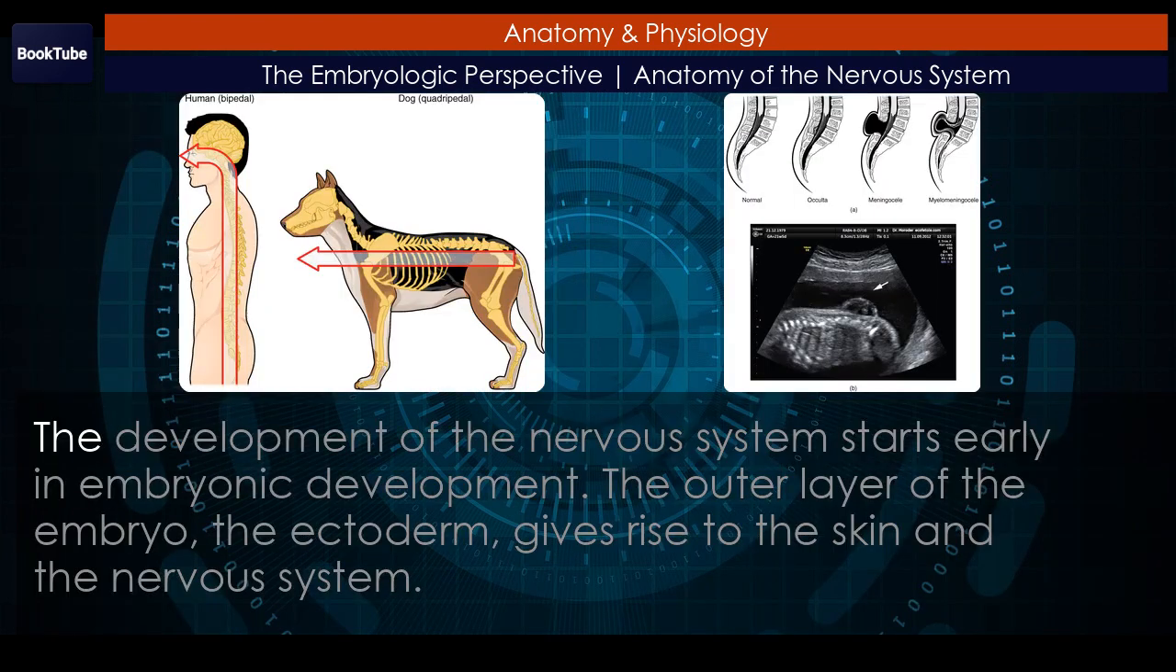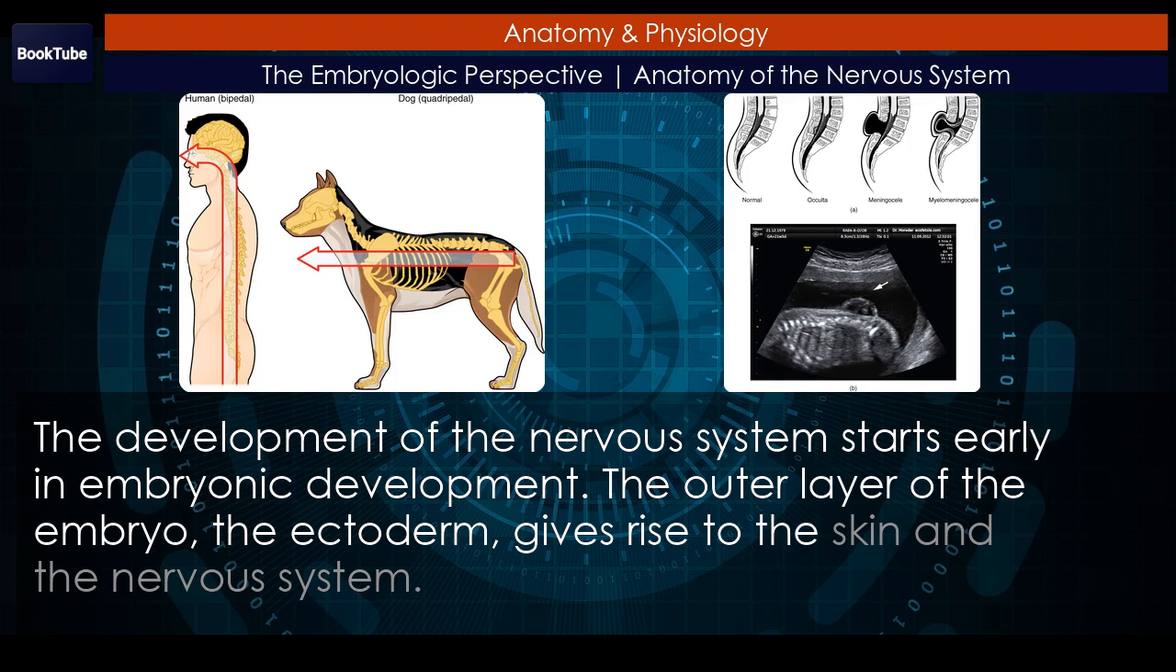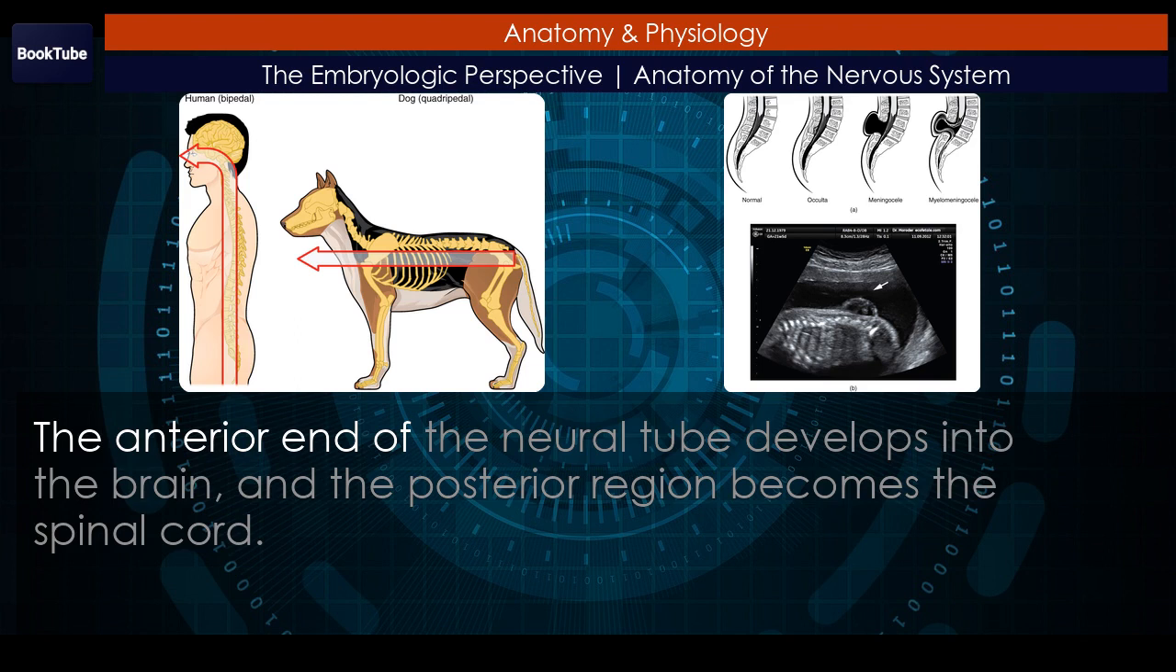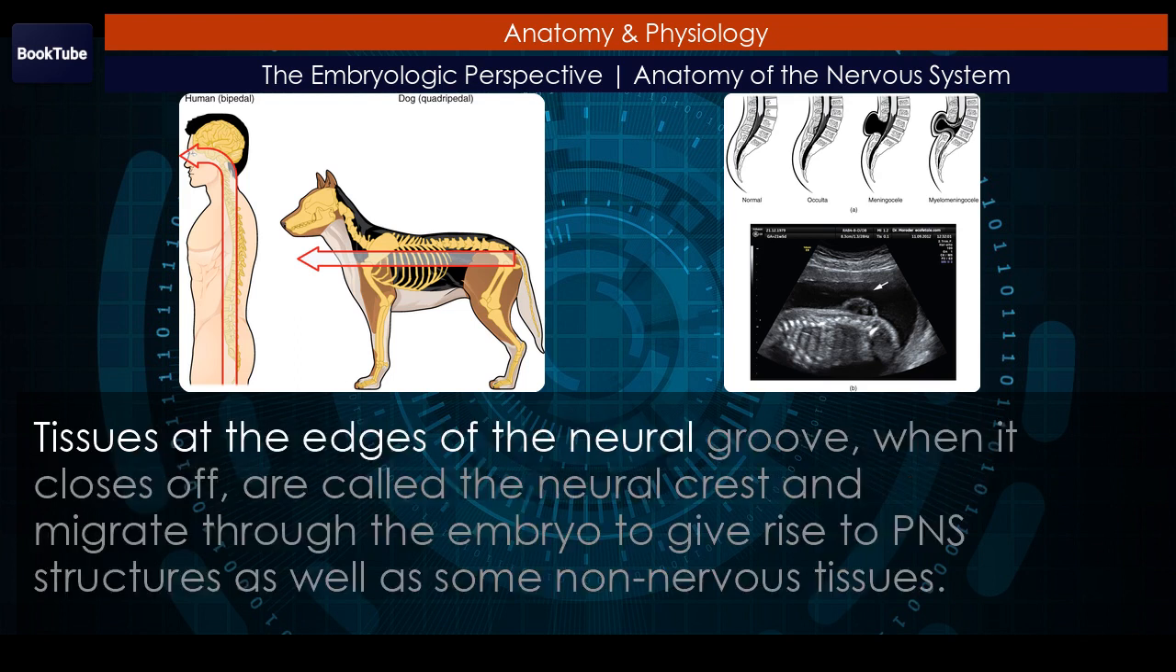Chapter Review. The development of the nervous system starts early in embryonic development. The outer layer of the embryo, the ectoderm, gives rise to the skin and the nervous system. A specialized region of this layer, the neuroectoderm, becomes a groove that folds in and becomes the neural tube beneath the dorsal surface of the embryo. The anterior end of the neural tube develops into the brain, and the posterior region becomes the spinal cord. Tissues at the edges of the neural groove, when it closes off, are called the neural crest and migrate through the embryo to give rise to PNS structures as well as some non-nervous tissues.